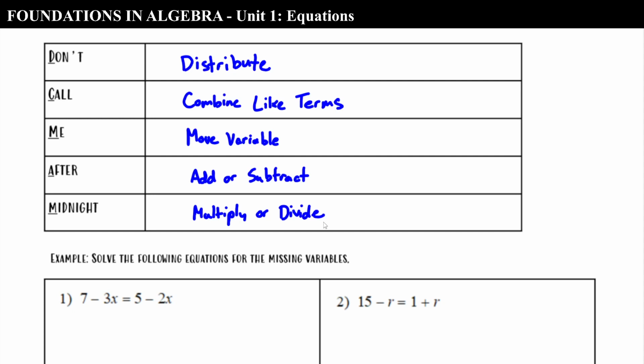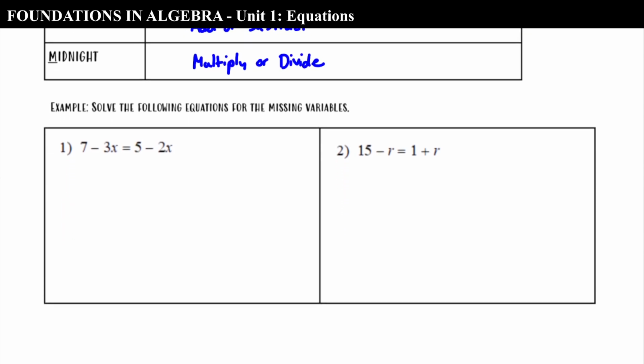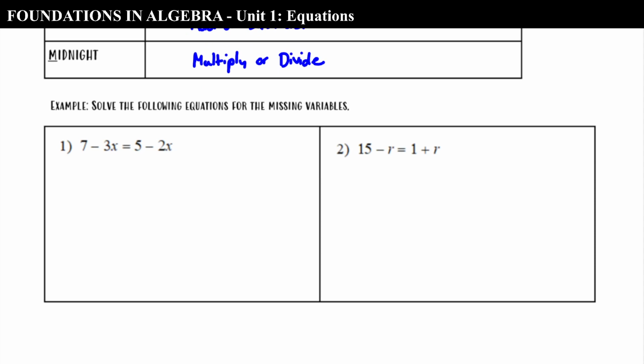So for the rest of this video, we're just going to go through more examples so that you have a good selection of examples to refer to when you're solving your own problems. So we'll start here with the first two on the bottom of the page. Okay, starting with this first example, we've got nothing to distribute, we've got nothing to combine on either side. So we move on to moving the variable.